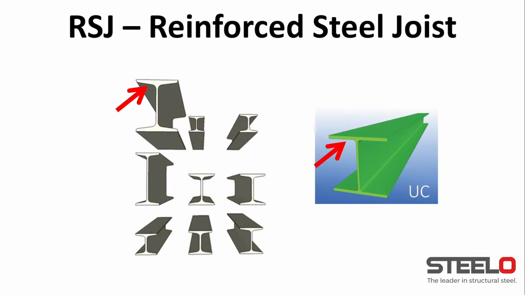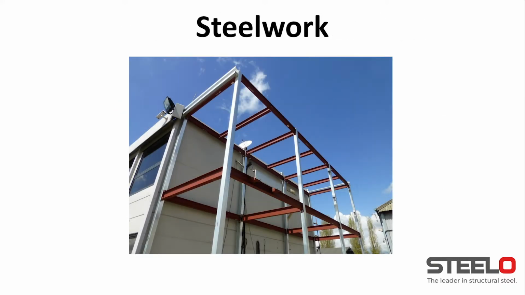You might come across an RSJ, and RSJ stands for Reinforced Steel Joist, which is the old name for steel beams. It's quite easy to spot the difference because an RSJ does not have the top edge of the flange and the bottom edge of the flange parallel to each other, unlike a UC or UB section in today's steel sections. Steelwork is basically any structure that is made out of steel, so anything to do with steel can be referred to as steelwork.